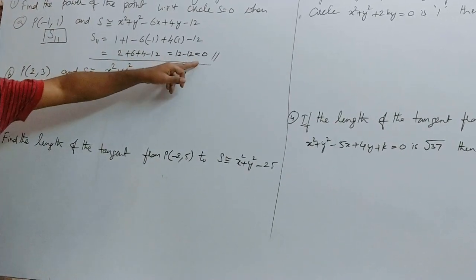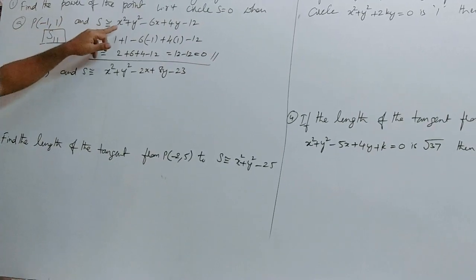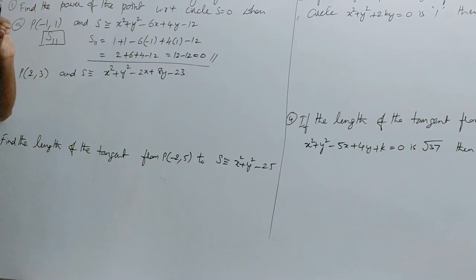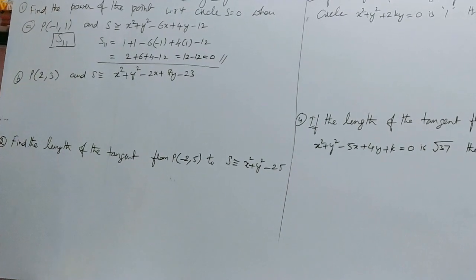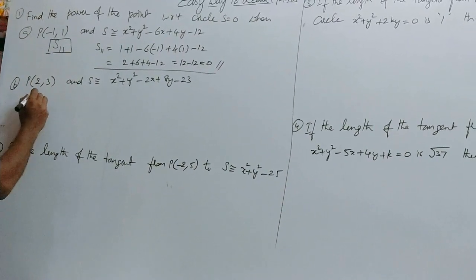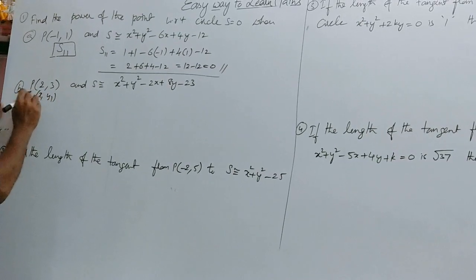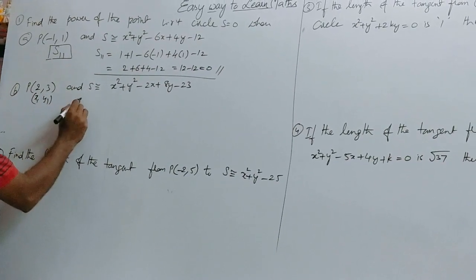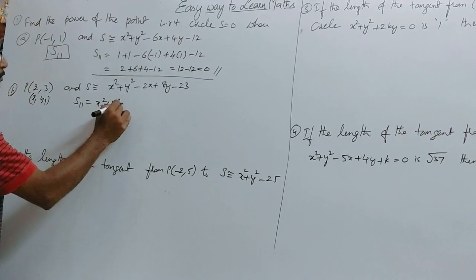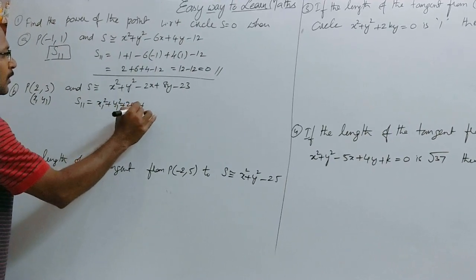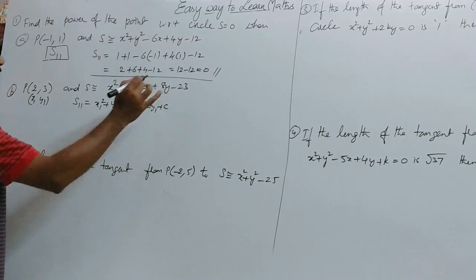Here the power becomes 0, that means the point must be on the circle only. So that Cp minus Cp square minus R square becomes 0. Now let us find this power. Here x1, y1 is given as (2, 3). The formula for S11 is x1 square plus y1 square plus 2gx1 plus 2fy1 plus c.